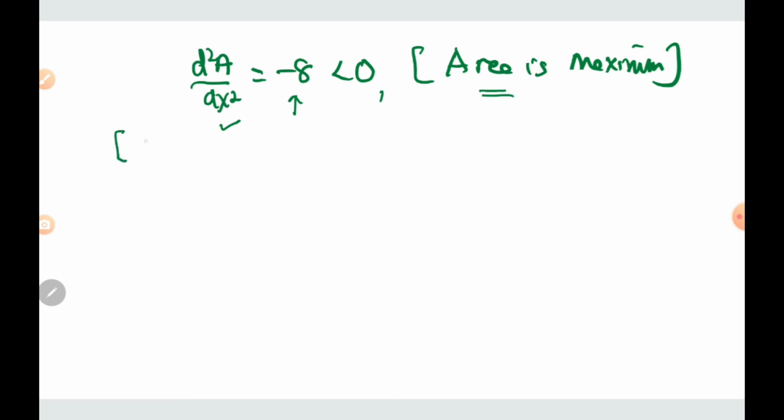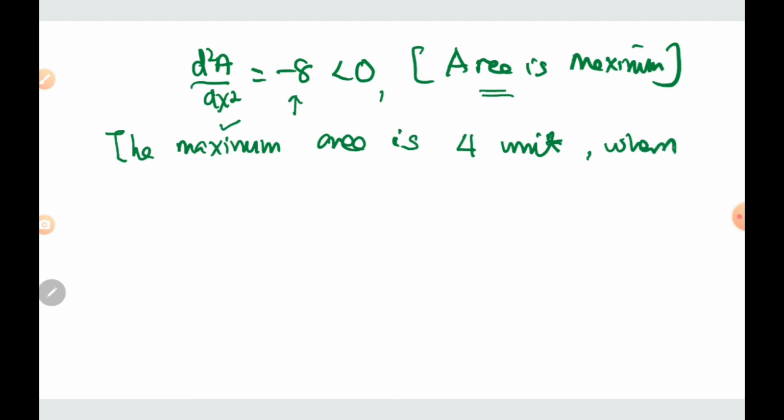So our conclusion is the maximum area of the rectangle is 4 unit squared, and the dimension when x equals to 2.